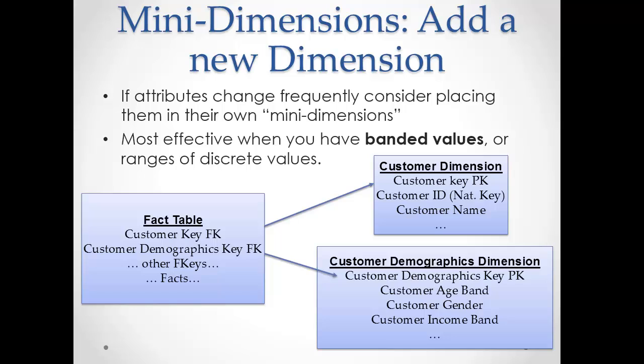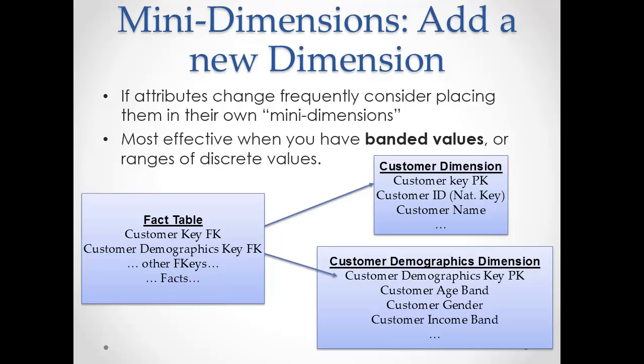Another way that you can handle slowly changing dimensions is with a mini dimension. What you would do here is you have your fact table and your basic customer dimension, and then you take the things that seem to be changing all the time, and you remove those and put them in their own dimension. This is useful when you're rolling up customers, for example, into demographics. So, what gender, or what is your income band, or what is your age band.